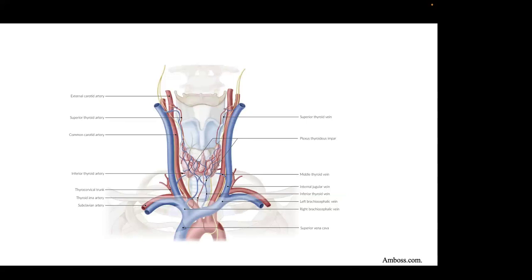Collectively we can see all of the blood supply. In terms of arteries, you have the superior thyroid artery and the inferior thyroid artery. In terms of venous supply, the superior, middle, and inferior thyroid veins, and the vagus nerve with the recurrent laryngeal nerve going upwards.